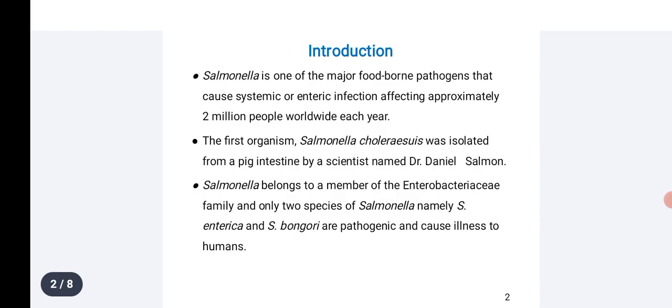Let's start with some introduction about Salmonella. Salmonella is one of the major foodborne pathogens that cause systemic or enteric infection, affecting approximately 2 million people worldwide each year. The first organism, Salmonella choleraesuis, was isolated from a pig intestine by a scientist named Dr. Daniel Salmon. Salmonella belongs to the family Enterobacteriaceae, and only two species of Salmonella, namely Salmonella enterica and Salmonella bongori, are pathogenic and cause illness to humans.